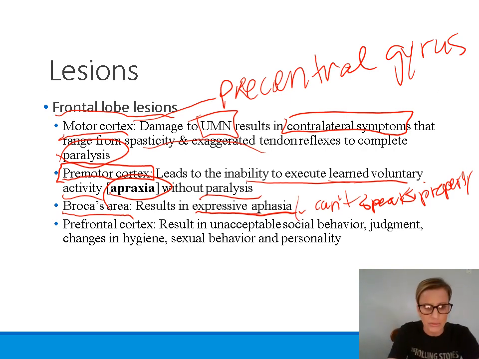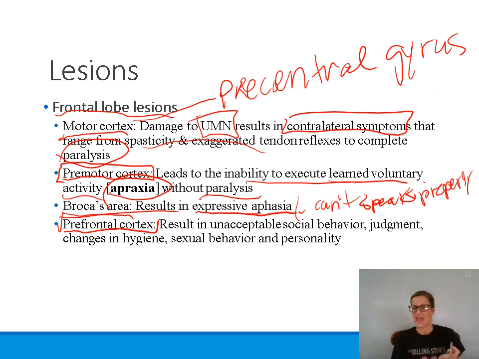If the lesion is in the prefrontal cortex, this results in big changes in behavior and personality. Remember, the prefrontal cortex is like how we know how to behave. This is like what makes us human, right? This is your personality, the way that you look at a social situation and judge the way that you should behave. So lesions in the prefrontal cortex can make a person just completely change.